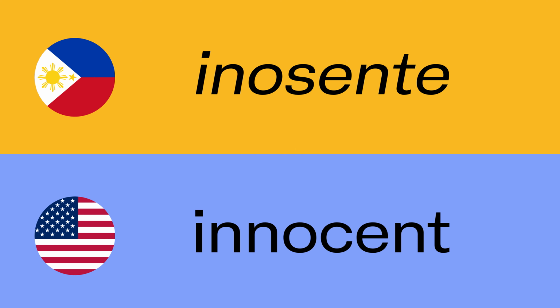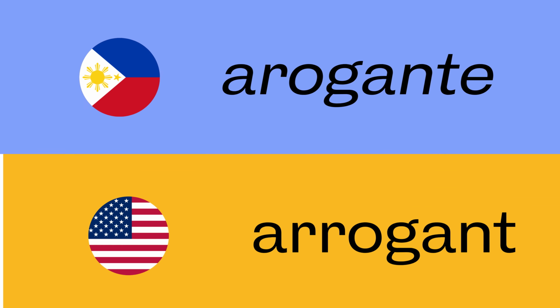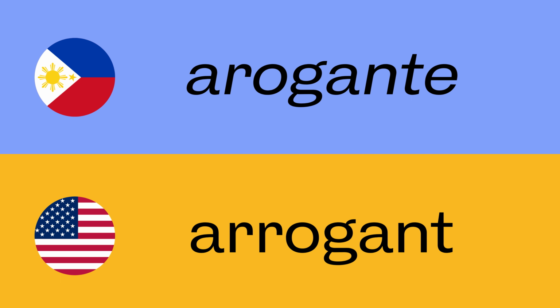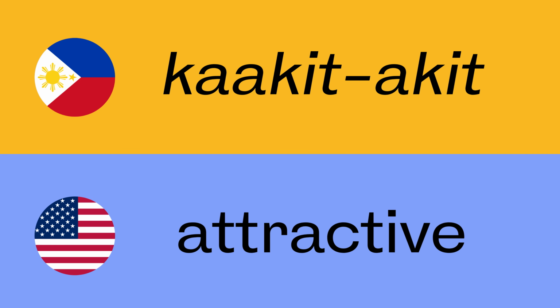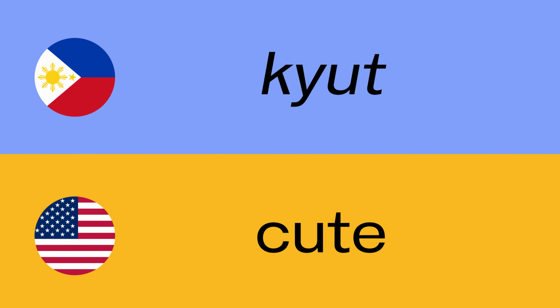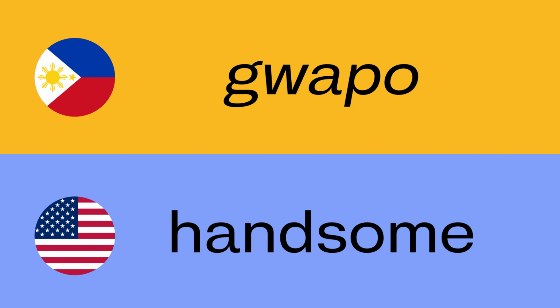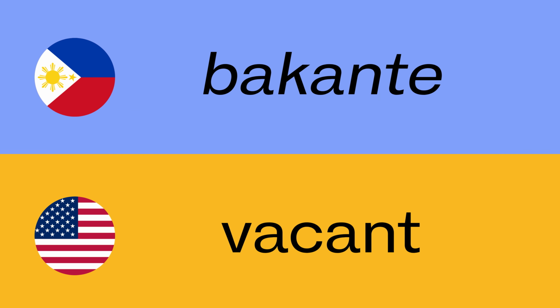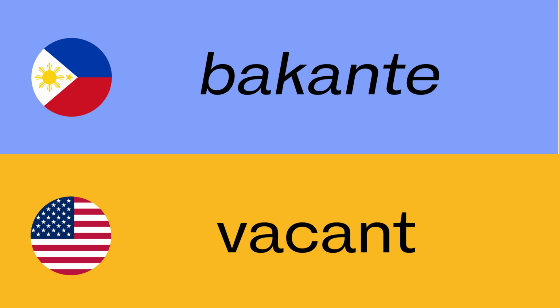Inosente, innocent, inosente. Arrogante, arrogant, arrogante. Kaakit-akit, attractive, kaakit-akit. Lukot, crumpled or wrinkled, lukot. Cute, cute, cute. Guwapo, handsome, guwapo. Bakante, unoccupied or vacant, bakante.